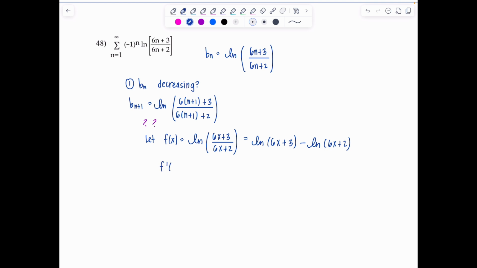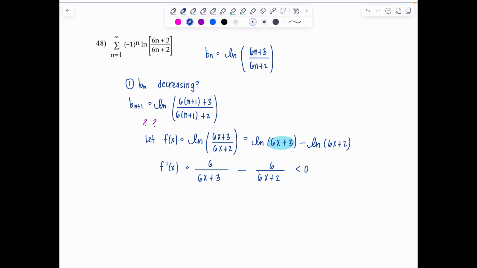So f prime of x, derivative of ln of something is 1 over the something, and then I do have to multiply by the derivative of what's inside, which is 6. Minus, similarly, this is going to be 6 over 6x plus 2. And maybe here you can already tell it's negative. Can you? This denominator is bigger, they have the same numerator. So this guy's smaller than this guy. So I can already tell, yep, it's negative.